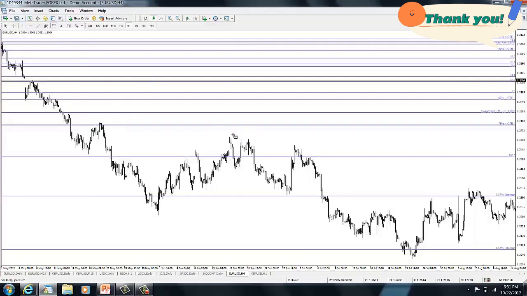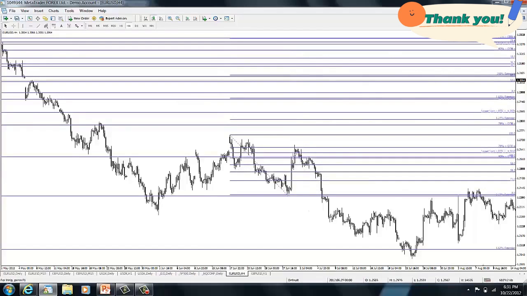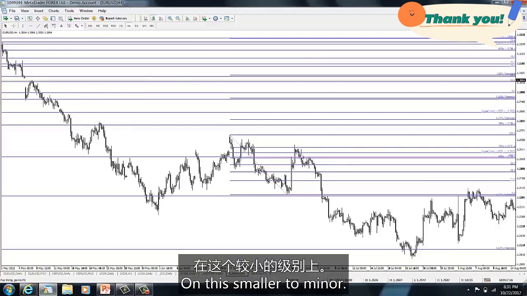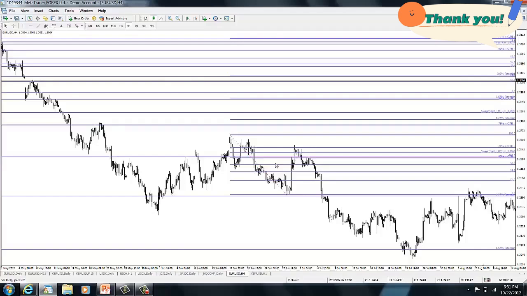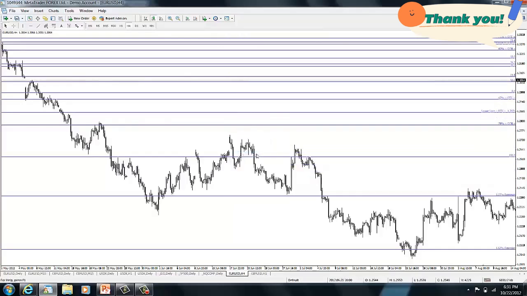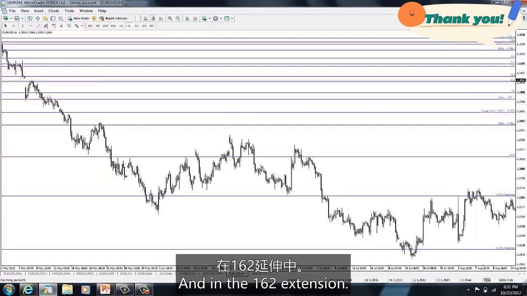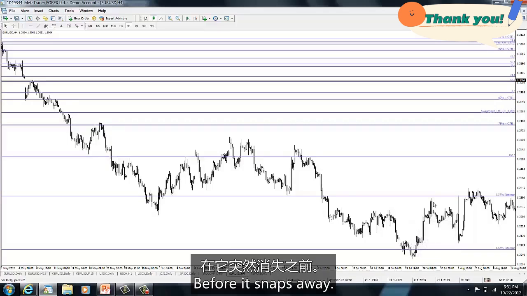And we'll just draw that in here real quick, just for the sake of completion. And set a nice retracement level in here. And if you go down to a 5-minute chart, you can actually see optimal trade entry in here on this small little minor price swing. So again, another fractal pattern within a higher time frame fractal that's broken down to a smaller fractal, which is what we're showing here. So even looking at how price breaks down from these larger intermediate term price swings and then the 162 extension, look how it doesn't give you much in terms of movement below that before it snaps away.